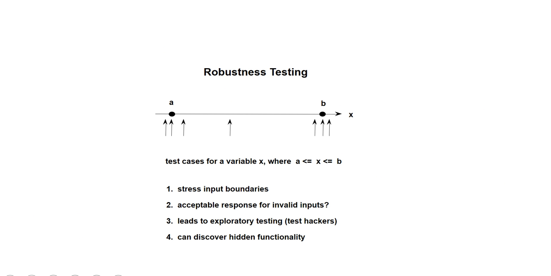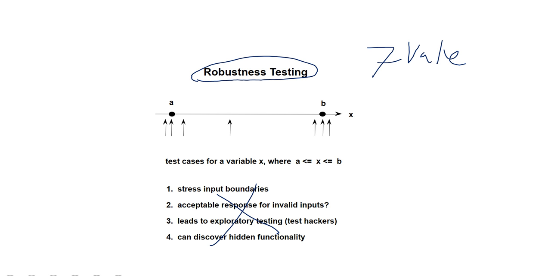So this is a summary of what I said in robustness testing. Let's take 7 values: minimum, minimum -1, minimum +1, maximum, maximum -1, maximum +1. This is for one variable.